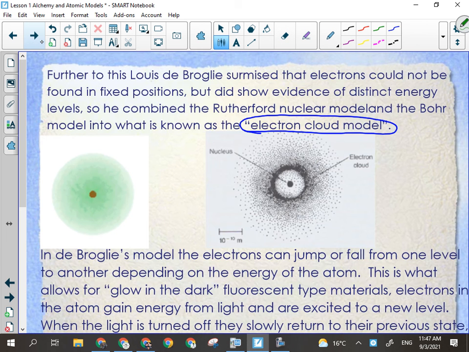All right, so the currently accepted model of the atom is what we call the de Broglie or Electron Cloud model, also sometimes called the quantum model, but we'll call it the Electron Cloud or de Broglie model. And it explains this ability of electrons to jump around, to move around within the area of the atom.